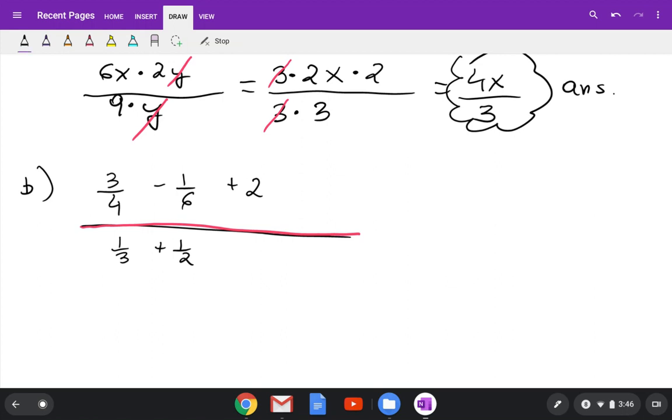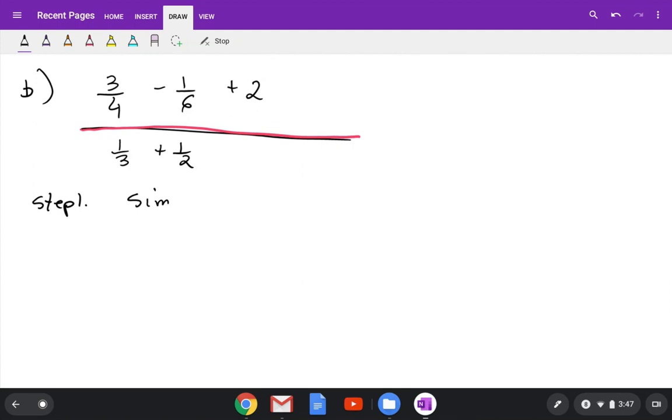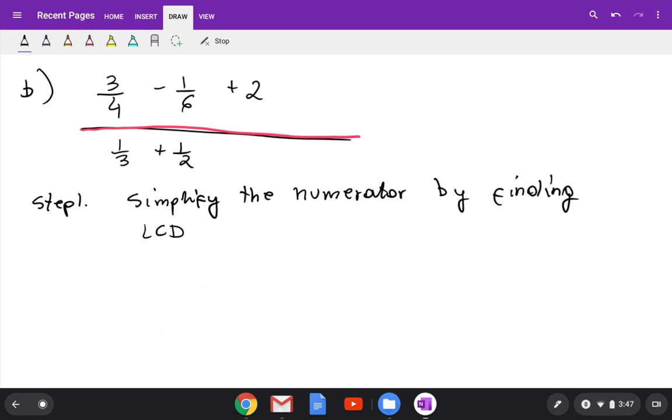So in this example, step 1 will be simplify the numerator by finding, and look what happened, our fractions in the numerator have different denominators, so by finding the LCD, maybe not this one, by finding a common denominator, and that common denominator will be the LCD of the denominators which you guys have, which is the LCD of 4 and 6.